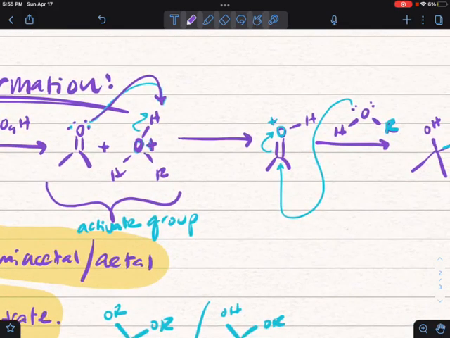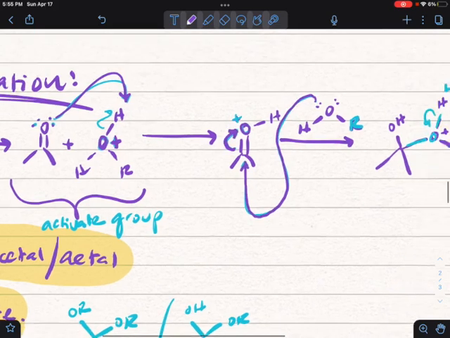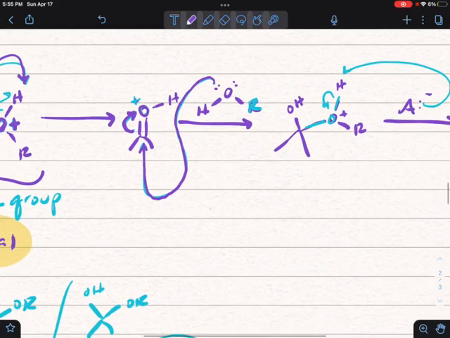Now our oxygen will be positive, and because our oxygen is positive, we need to change this, so we need to be able to move our electrons up to the oxygen to change the positive to a neutral oxygen. So basically, our nucleophile has permission to attack the carbonyl group from the back, moving the electrons up to the oxygen, forming a stable alcohol group.